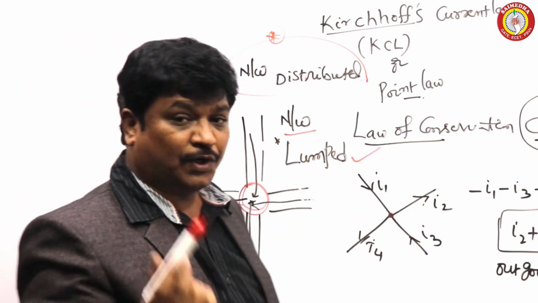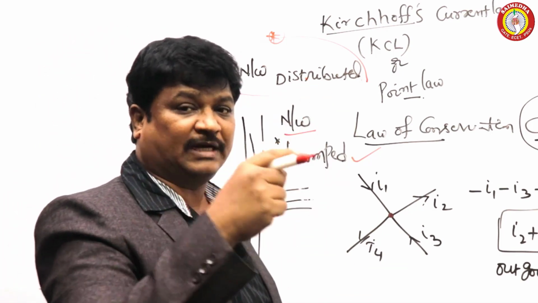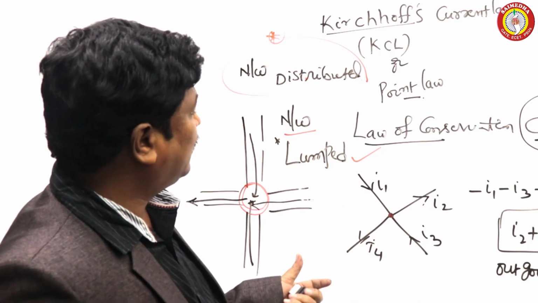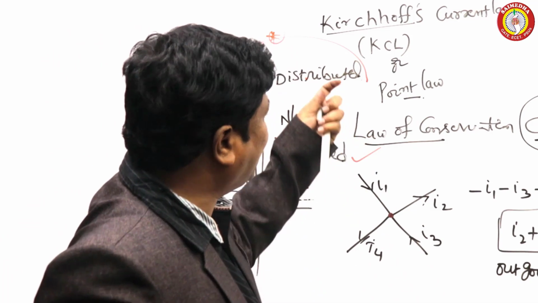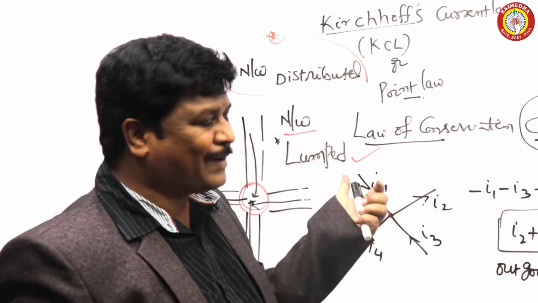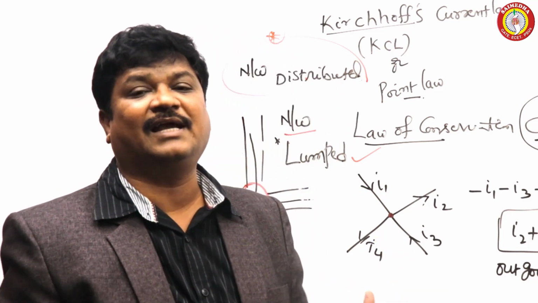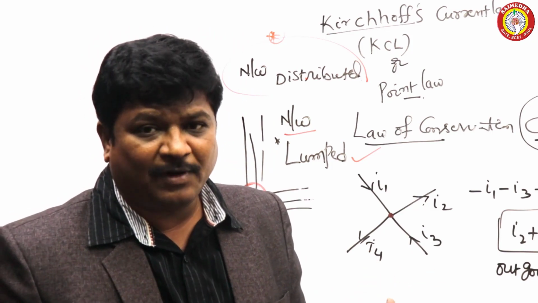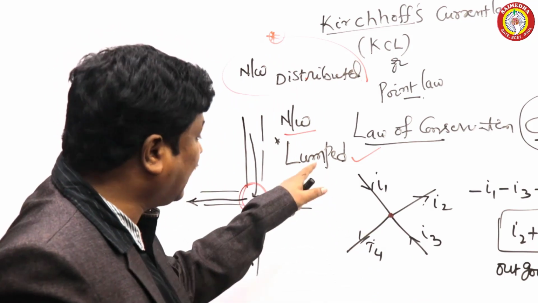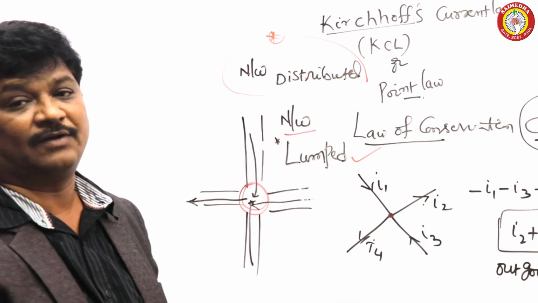In the beginning class, I told you what is the difference between lumped and distributed. If you have any doubt, go through that earlier video also. I told you already. But I have a small doubt. Sir, can I apply this for nonlinear circuits? You need not worry. While applying Kirchhoff's laws, the network may be linear or nonlinear. It is not a problem. It is applicable for both linear and nonlinear networks. It can apply only for a lumped network. It cannot be applied for distributed networks.